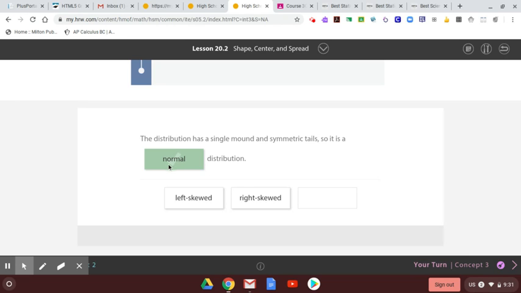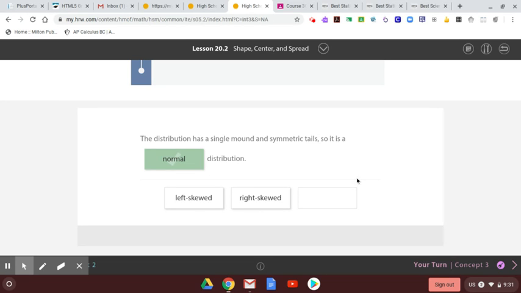So when you have a normal distribution, for your center, you're going to use the mean. And for the spread, you're going to use standard deviation. If you have skewed data, for the center, you're going to use the median. And for the spread, you're going to use the IQR.